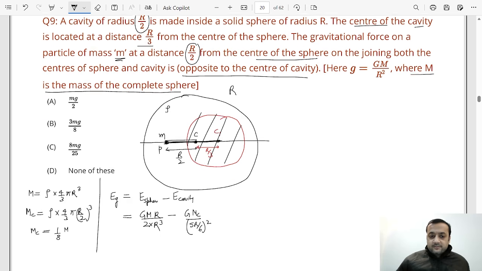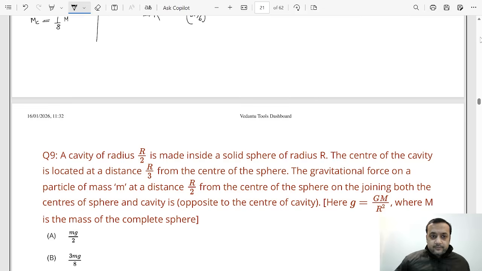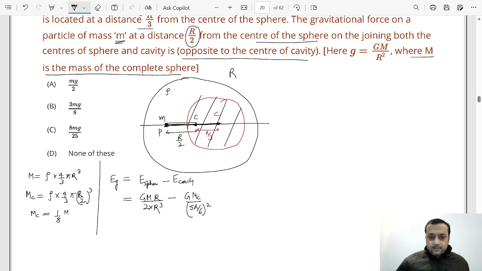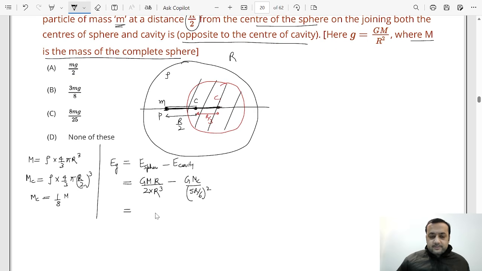So what is this value becoming? Sorry, my bad, guys. This value becomes G into M by 2R square minus, now look, G into mass of cavity, which is M by 8, into 36 by 25R square, that is 25R square into 36.